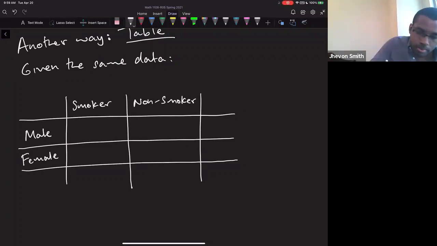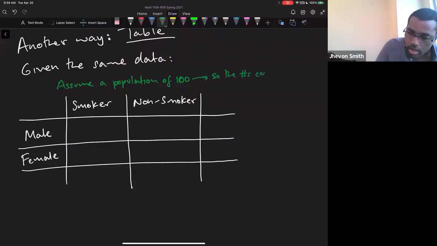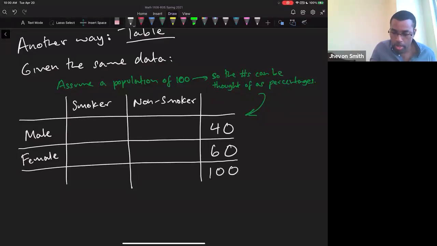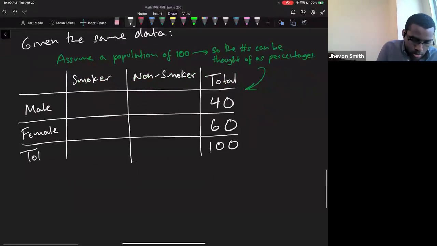Now, ultimately, you can choose, assume a population of 100. So the numbers can be thought of as percentages. Because that's what percentage means, right? Out of 100. Right. So now male, we know that they're 40%, which means in a population of 100, the male row should add up to 40, while the female row should add up to 60 for a total population of 100. So that's where we're going to put the total over here. And then we're going to put a total over here.